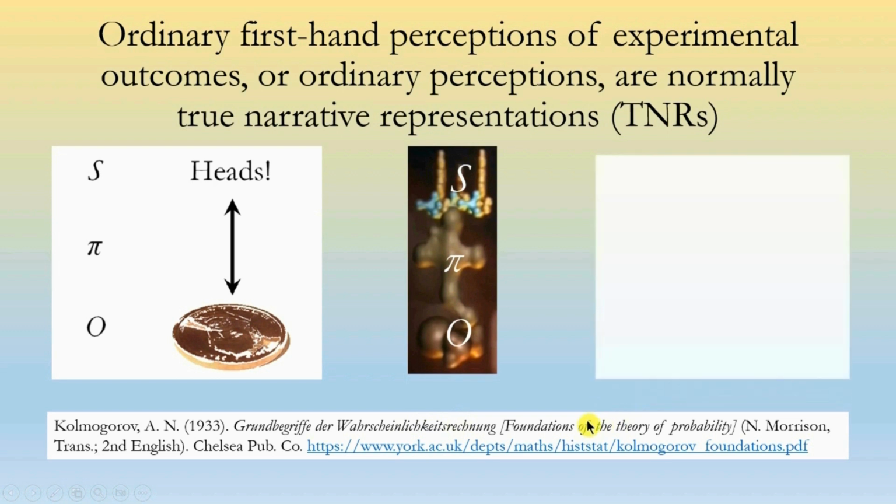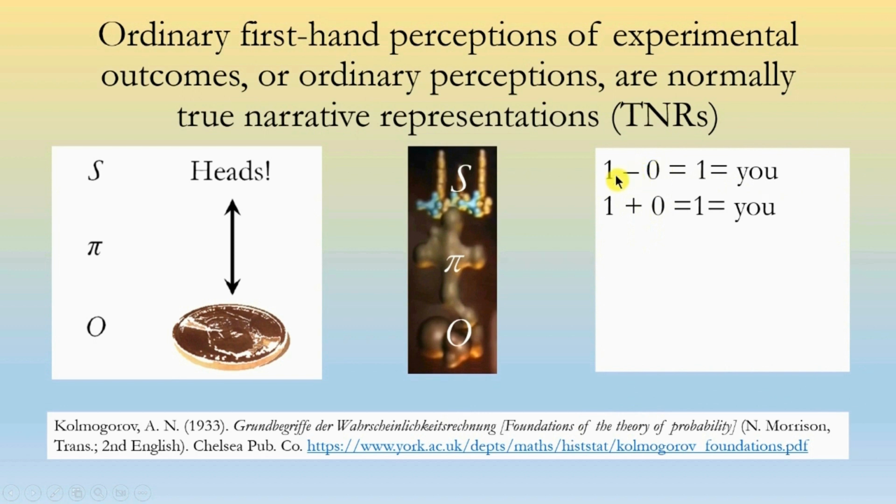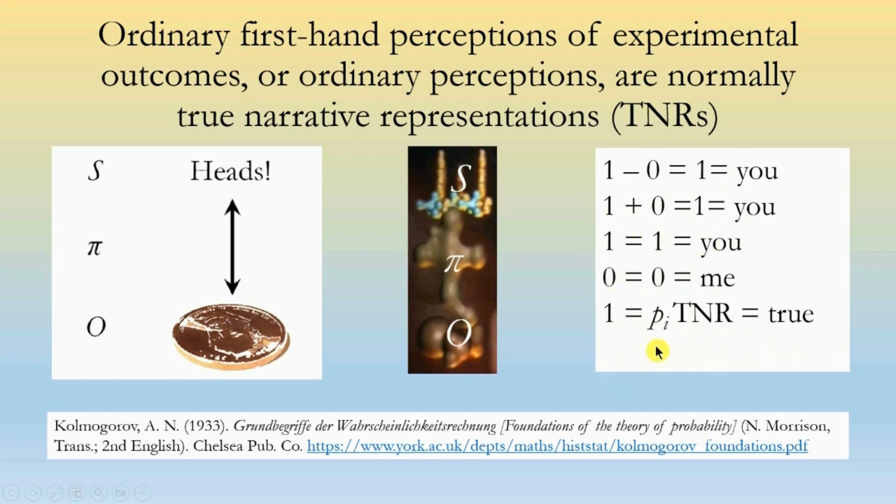Well, for this presentation, I'm going to represent you as the 1 and me as the 0. If you take 0 away from 1, you still get 1. If you add 0 to 1, you still have 1. So let's say 1 represents you, 0 represents me. Now let's also say that the probability of a true narrative representation is 100%, or we'll represent it with 1, as contrasted with 0, which is the probability that a true narrative representation is false. If, for example, I say heads when the coin shows heads, then that's a true representation. And the probability of it being false is exactly 0 because of the connectedness of true narratives.